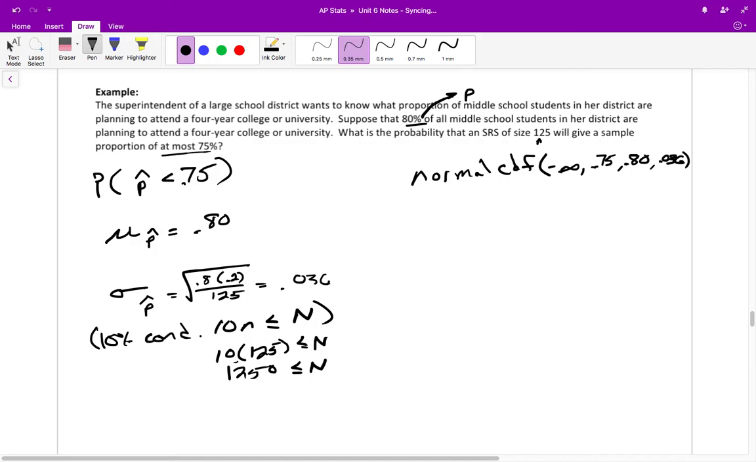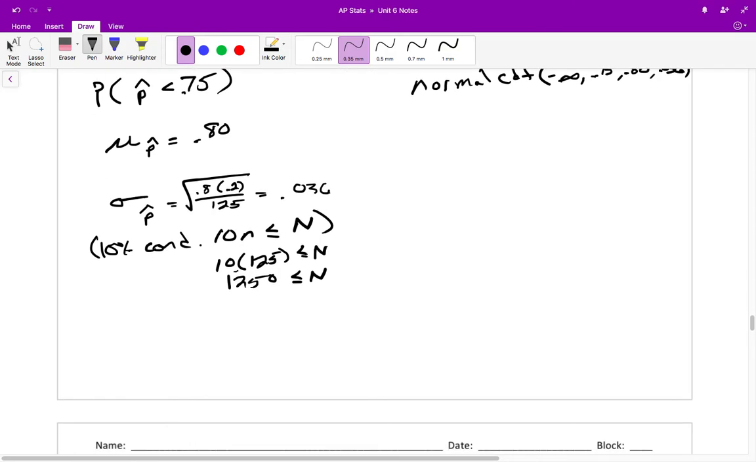which, being a very large school district, it's fairly reasonable to assume that there would be more than 1,250 middle school students. I mean, if you think about it, just at Hawker Grove, in our school district, there's roughly between 200 and 300. So you multiply by 4 there, about 300 kids, multiply by 4 is about 1,200. It's reasonable to assume that 1,250 would be less than or equal to the population size for a very large district.